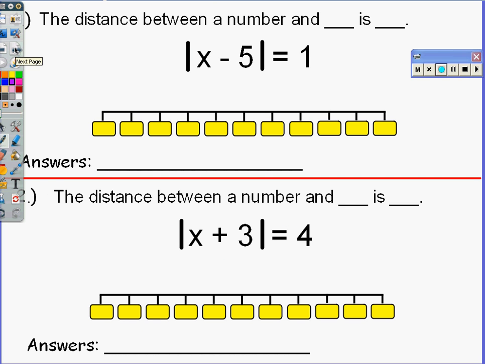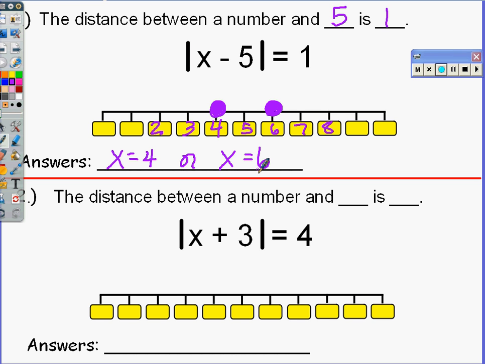Okay, so now let's graph some. And we really have to do some thinking with this. This says the distance between a number and 5 is 1. So we first look for our target number, which is 5, and we're going to put that number in the middle of our number line. We know the distance between a number and 5 is 1, so we just have to find the 2 points on our graph, and we know that x can be 4 or x can be 6.